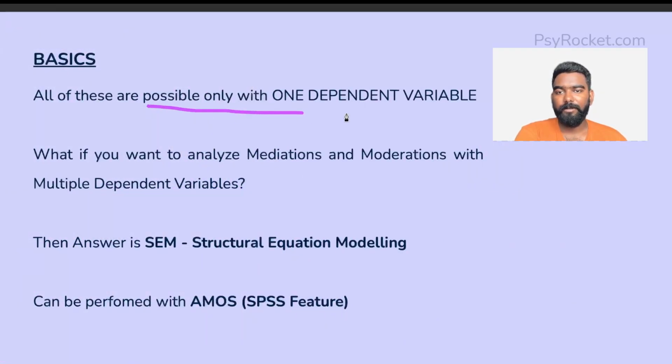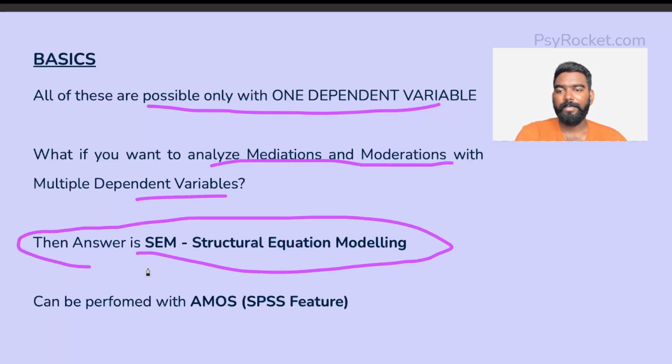All of these are possible only with one dependent variable. What if you want to analyze these operations on multiple dependent variables? You can do something called structural equation modeling. This can be performed with AMOS, which is short for Analysis of Moment Structures.